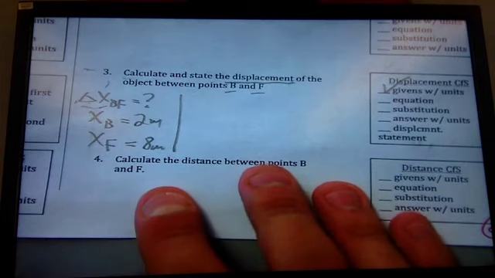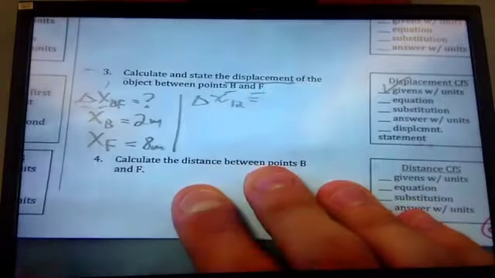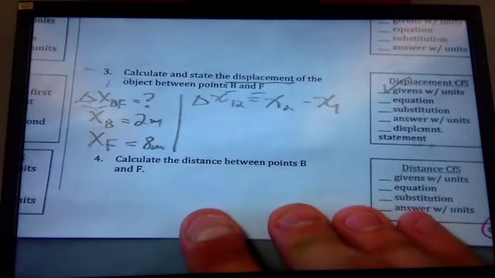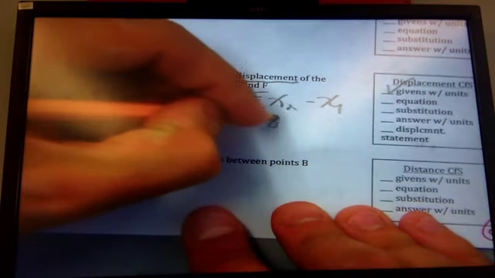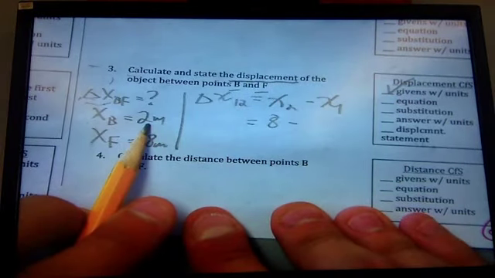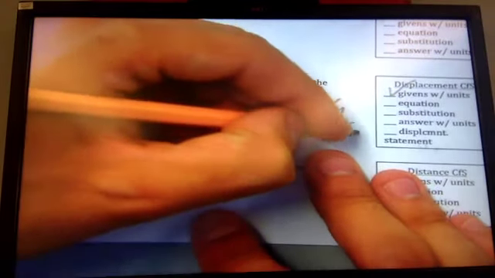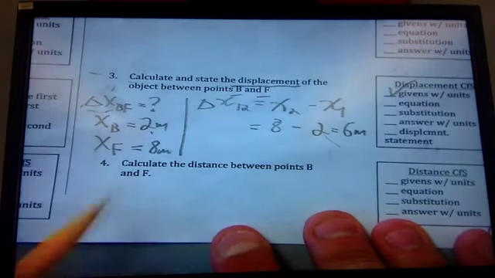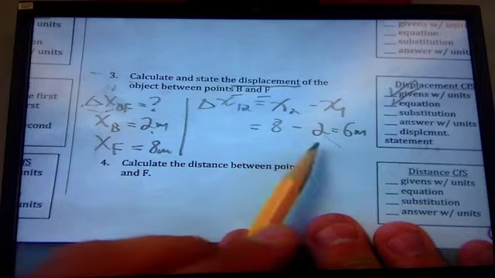Next I write the displacement equation. The displacement between 2 points, 1 and 2, is the position of the second point minus the position of the first point. Substituting in, my second point was 8 meters position. First one was 2 meters. That gives us positive 6 meters. So I wrote my equation. I wrote my substitution, 8 minus 2, and I have my answer with units.